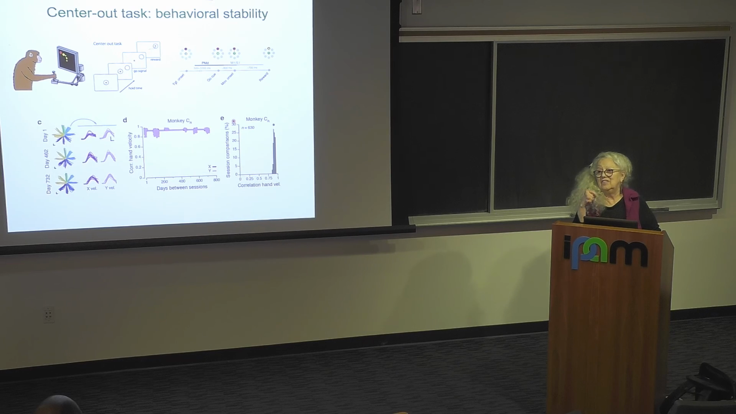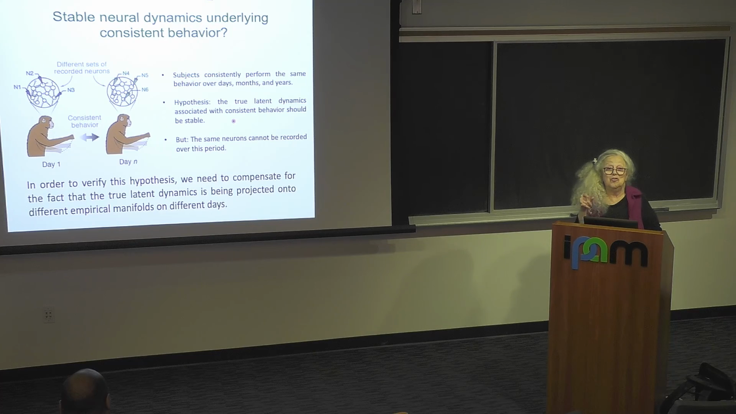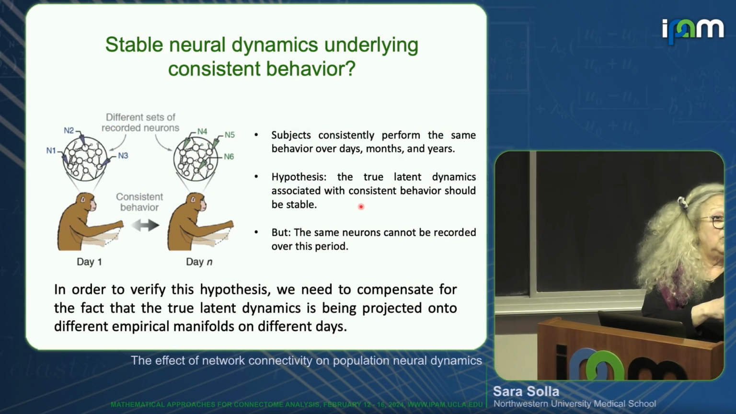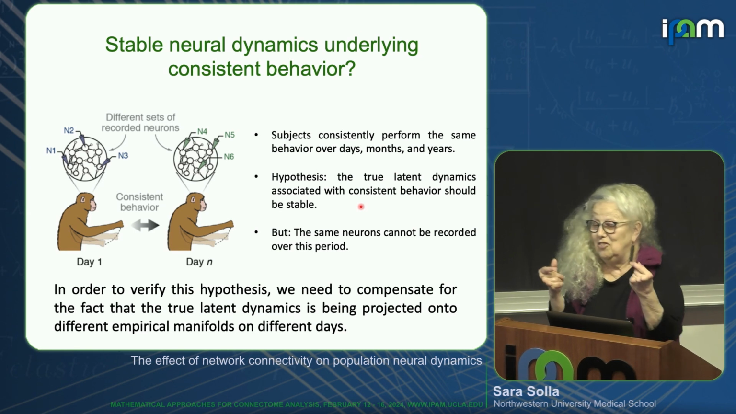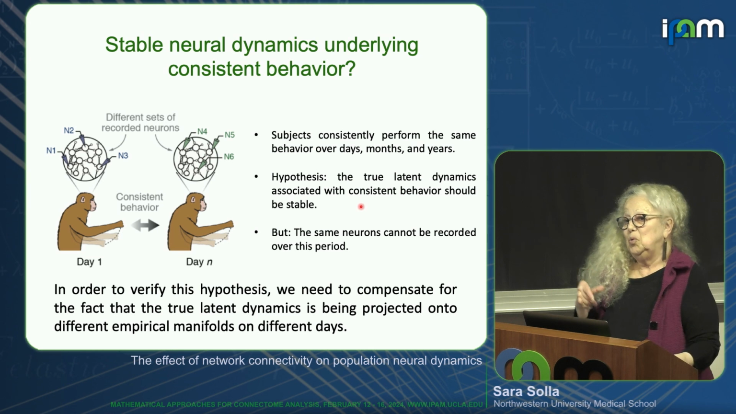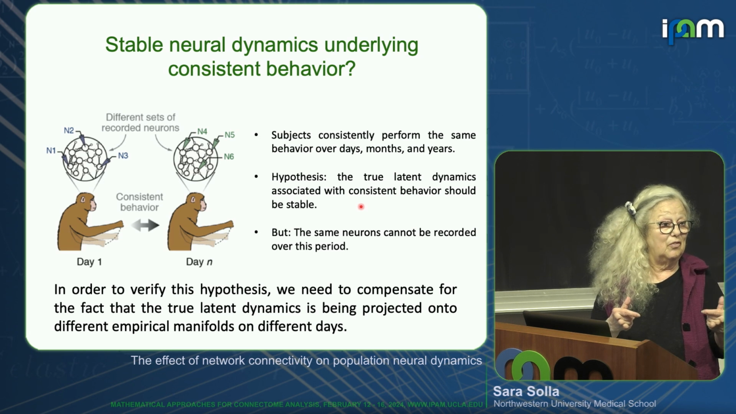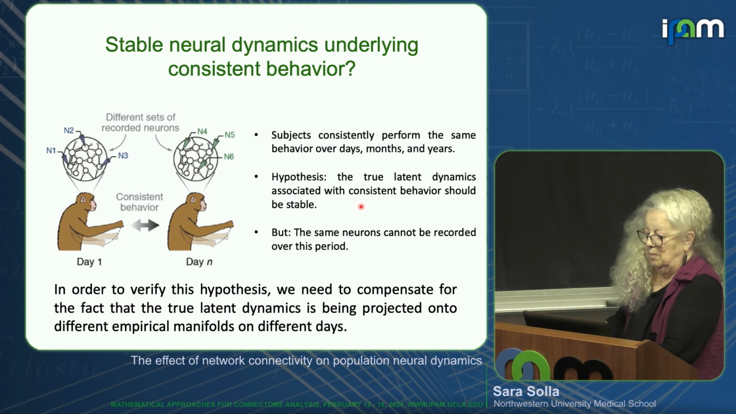So we conjectured that if the task is very stereotyped in the execution, there has to be a neural representation that is also very stable, right? The problem is that we cannot compare the neurons recorded on day 1 with the neurons recorded on day 700, because the electrode moved, it's not recording from the same neurons, and some of the electrodes got short-circuited because of scar tissue, so it's not the same set of neurons. So in order to check this hypothesis that the neural activity was also preserved, we need to correct for the fact that our empirical neural space is not the same across so many days.